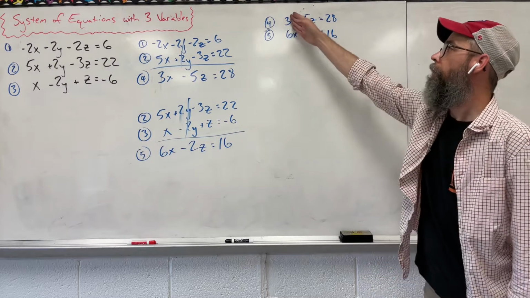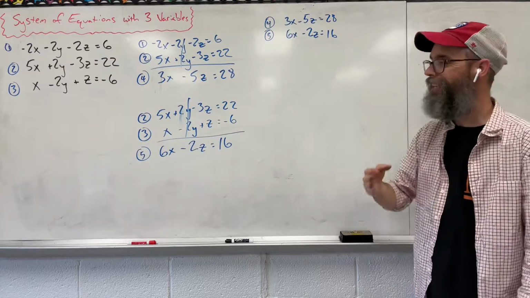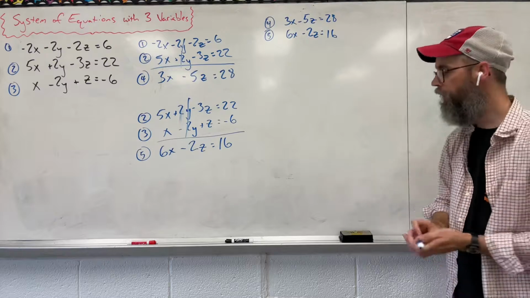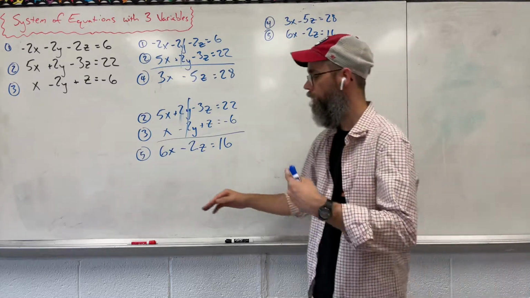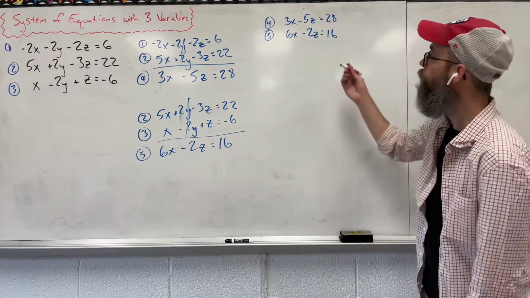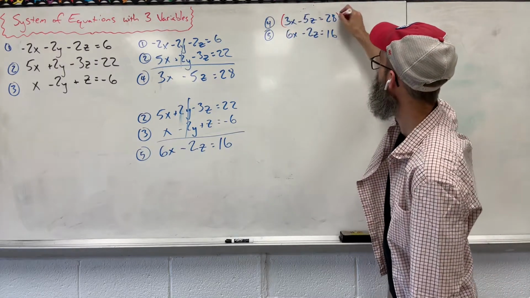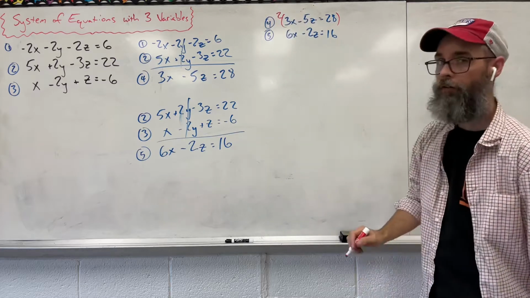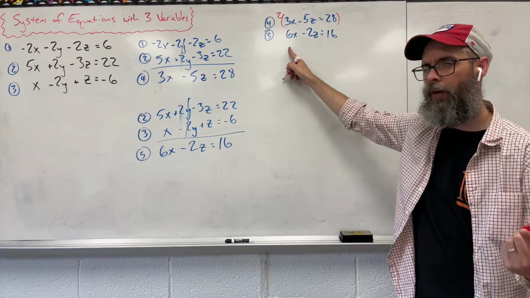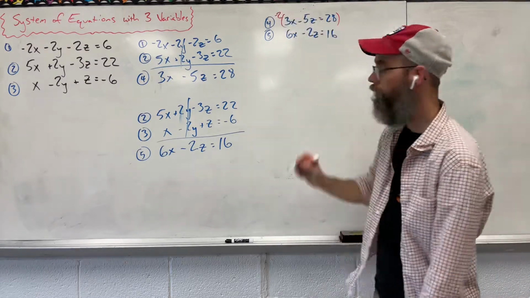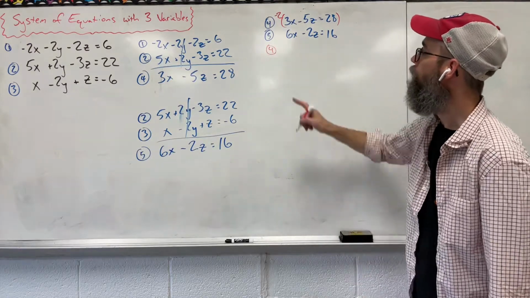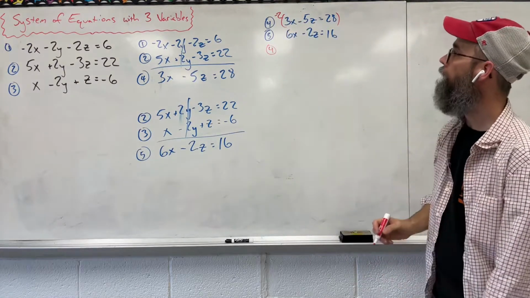Okay, 3 and 6, not the same, not going to happen. 5 and 2, still not going to happen. But can I manipulate one of my problems so the numbers in front do match? Well, what if I took the entire top equation, multiplied it by 2, 2 times 3 gives me 6. I like that. But again, I need one positive, one negative. Throw a negative in there. Now let's rewrite equation 4 multiplied by that -2.